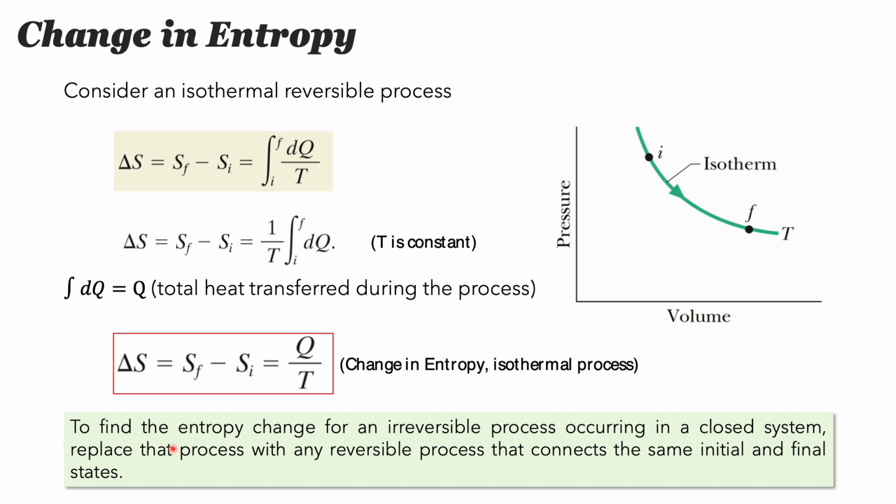In order to find out the entropy change for an irreversible process occurring in a closed system, replace that process with a reversible process that connects the same initial and final states. This formula is actually for the reversible process, but if we are dealing with an irreversible process, we can take the same initial and final state values and use this formula, because the initial and final states are independent of the path taken.